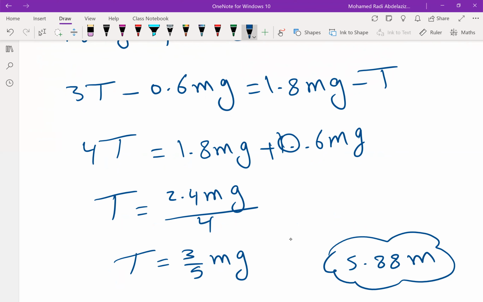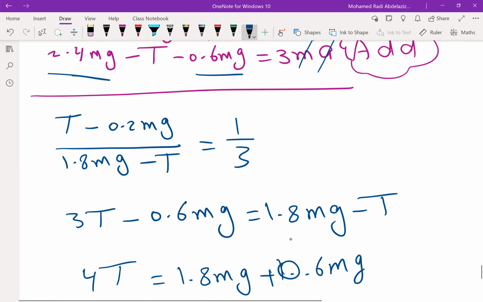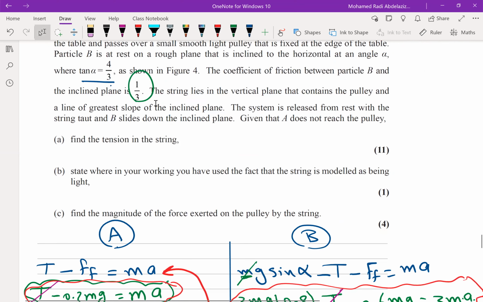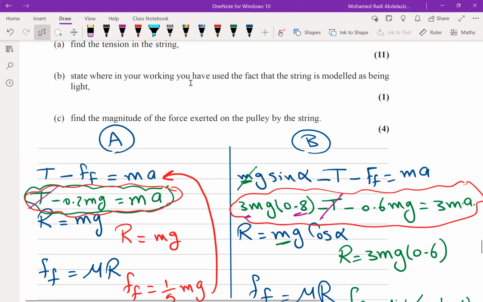Or you can find the acceleration by adding, then substitute in any equation to get the tension. Look at part A, find what? Find the tension in the string, done. In part B, state where in your working you have used the fact that the string is modeled as being light. Using a light string means a constant tension throughout the string. So use the same value of T through the whole string.